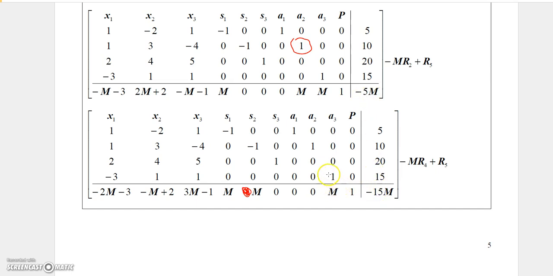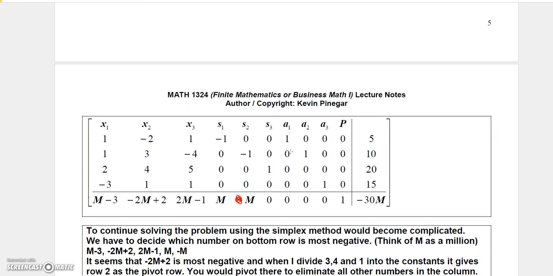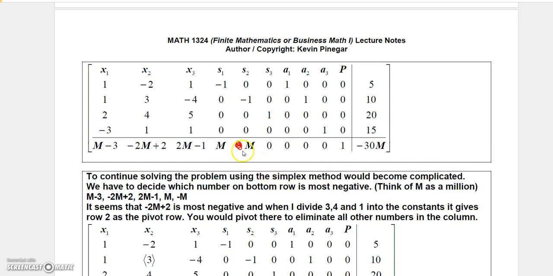And then finally, I still got to eliminate the m under the A3 column. So you do minus m times row 4 and add it to row 5. And hopefully you've got the hang of this now. So you multiply everything in row 4 by negative m, and you add it to all these values that we have in row 5, and you should get this row here.